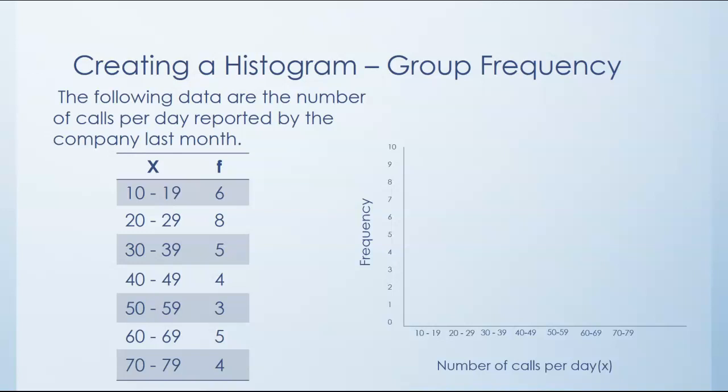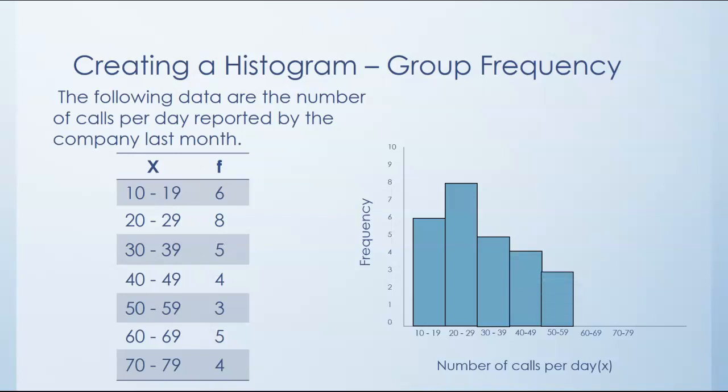So for our 10 to 19, we had 6 calls, or 6 days that had those calls. Let's just make our chart. For 20 to 29, we had 8. For 30 to 39, we had 5. For 40 to 49, we had 4. For 50 to 59, we had 3. For 60 to 69, we had 5. And for 70 to 79, we had 4. And again, noticing that those bars are the exact same width and they all touch each other. That's one of the biggest things about doing a histogram: your bars need to touch and they need to be the exact same width.